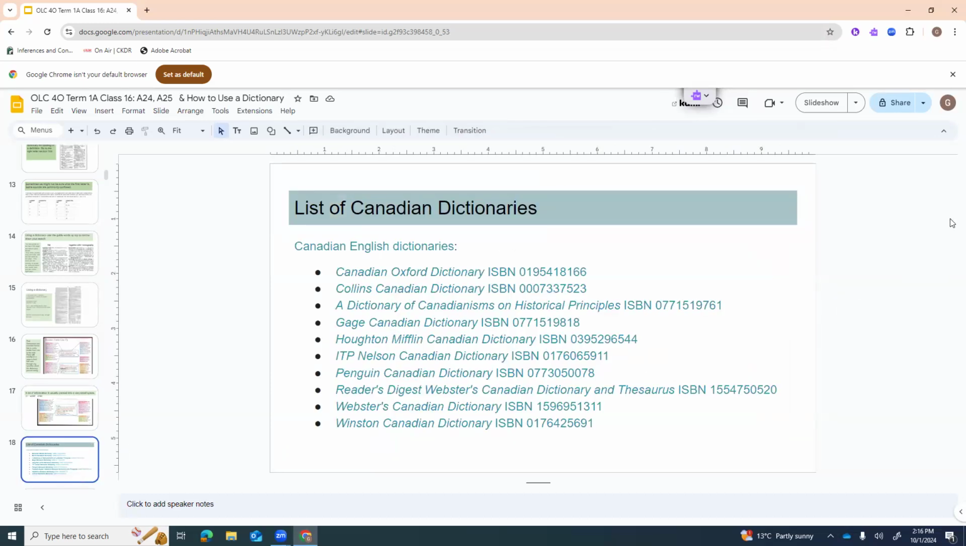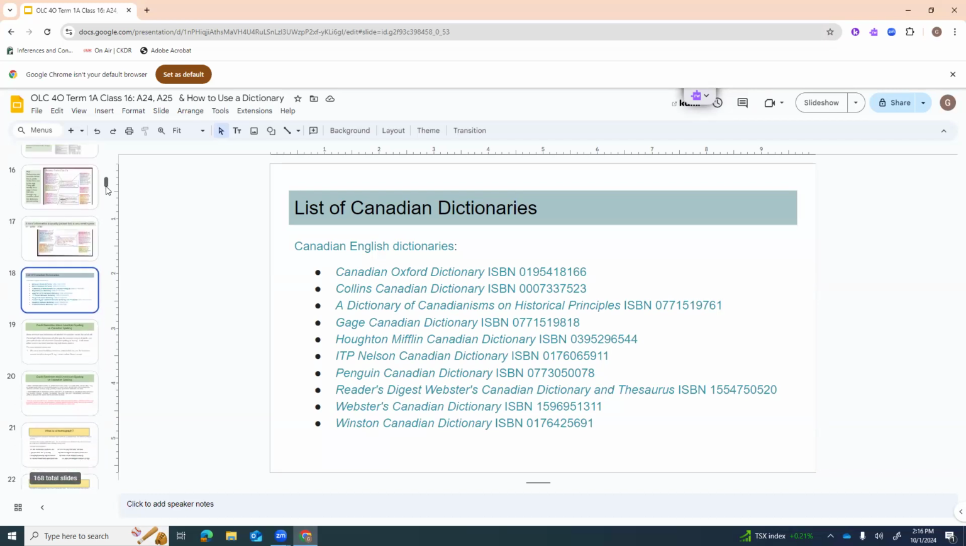Canadian dictionaries. Here's a whole list of common Canadian dictionaries. If you need a dictionary and don't have one, we do keep some here. If you have a learning center in your community, they almost certainly would have dictionaries there. So some common ones are the Canadian Oxford Dictionary, Collins Canadian Dictionary, a dictionary of Canadianisms on historical principles. That would mean it would include historical phrases that might be useful if you're reading a textbook. Gage Canadian Dictionary, Houghton Mifflin Canadian Dictionary, Nelson Canadian Dictionary, Penguin, Reader's Digest, Webster's, and Winston. Those are some of the most common ones.